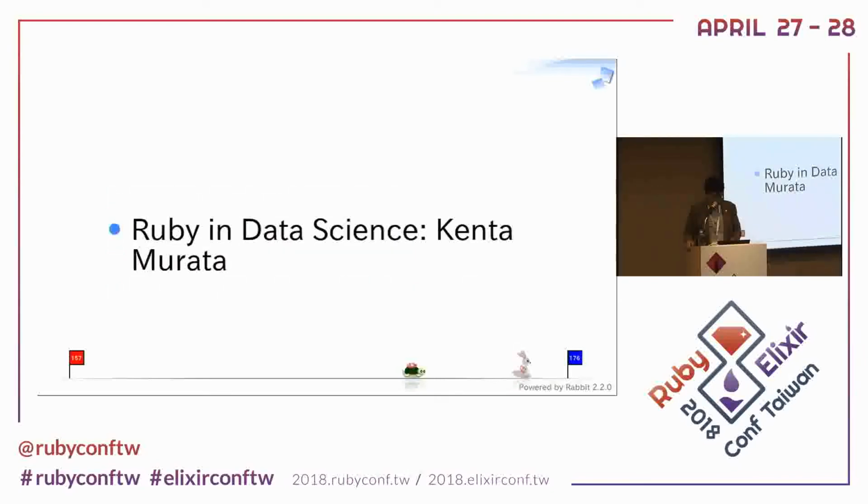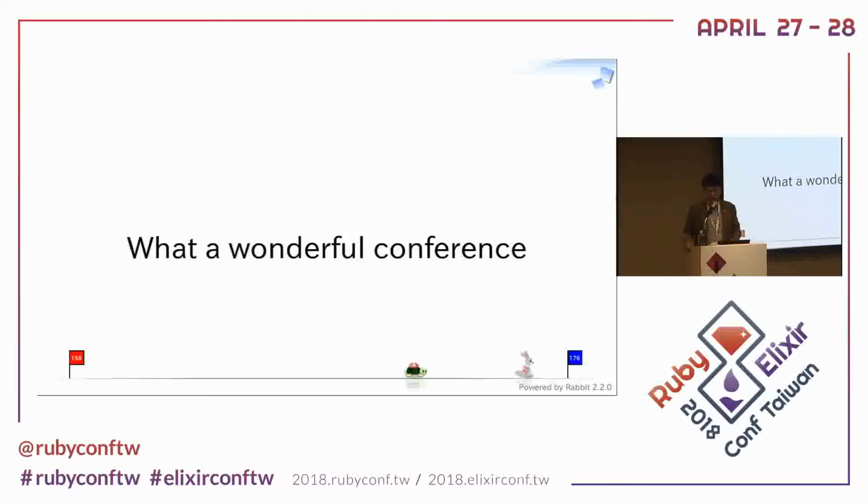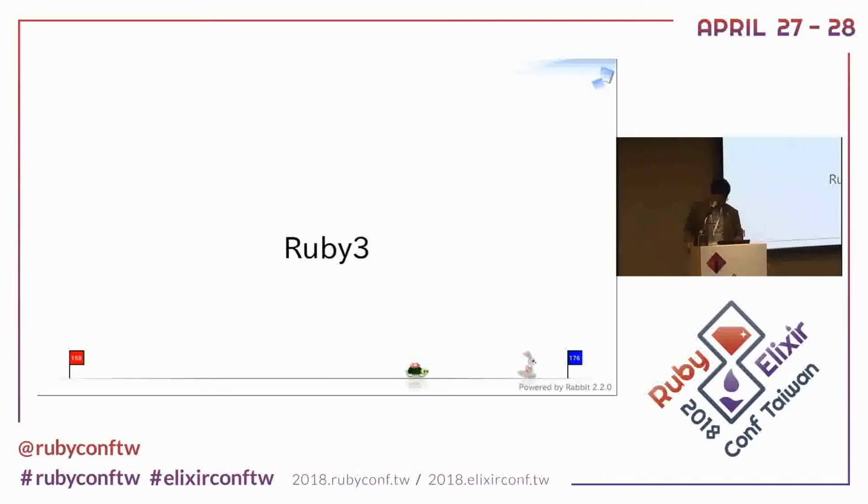And if you're interested in Ruby in data science, ask Kenta Murata, who is going to organize the workshop tomorrow. What a wonderful conference. We have major key players and core contributors. So we are going to have Ruby 3, and then with continuous evolution. Unlike before, we are not going to make a big gap.